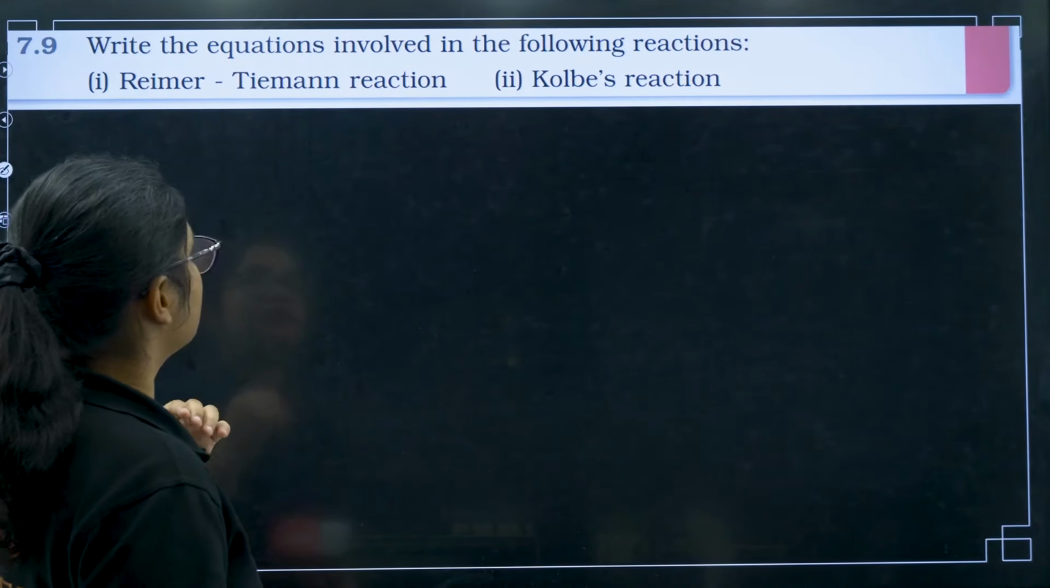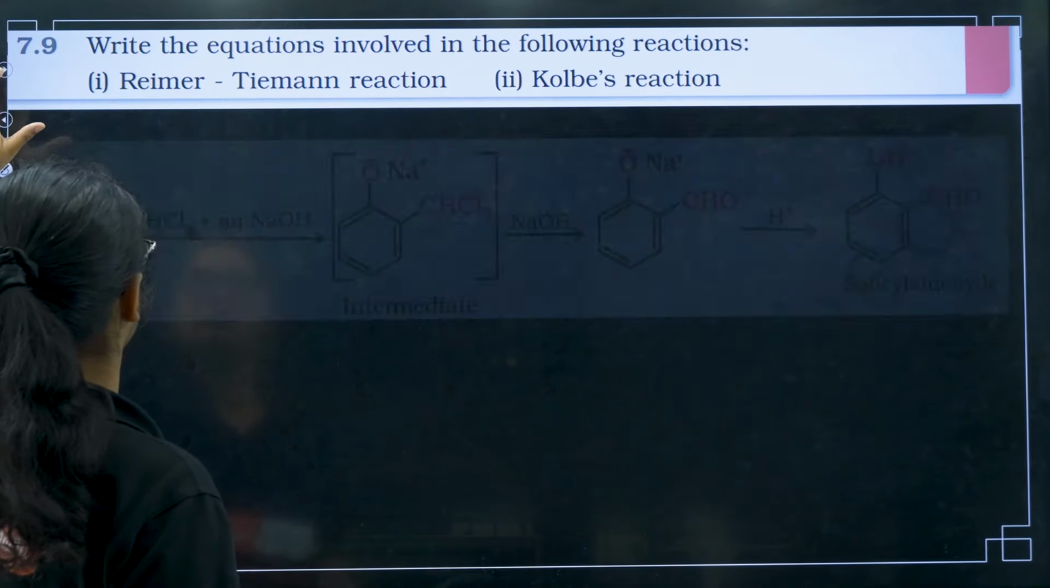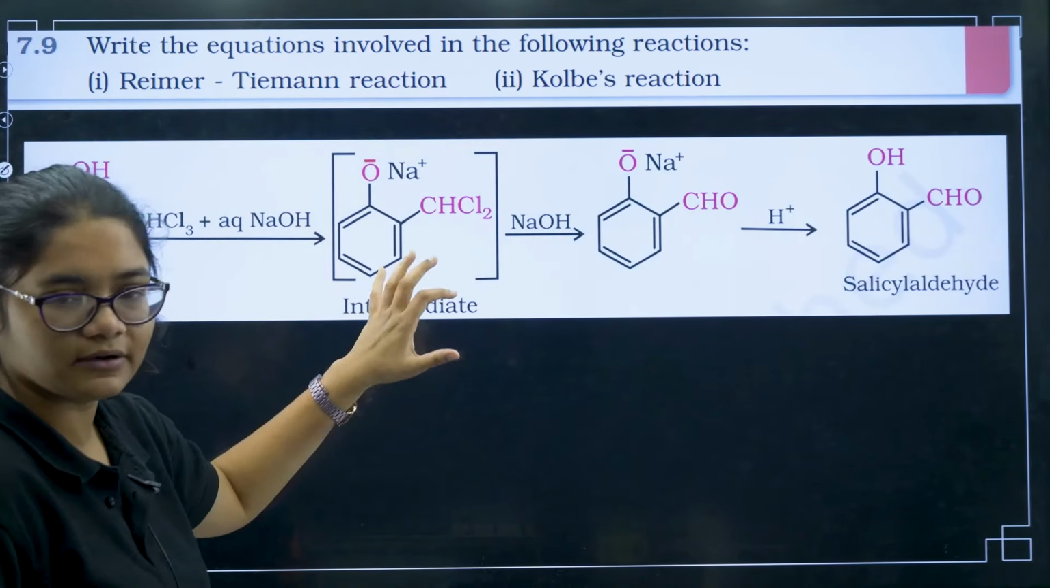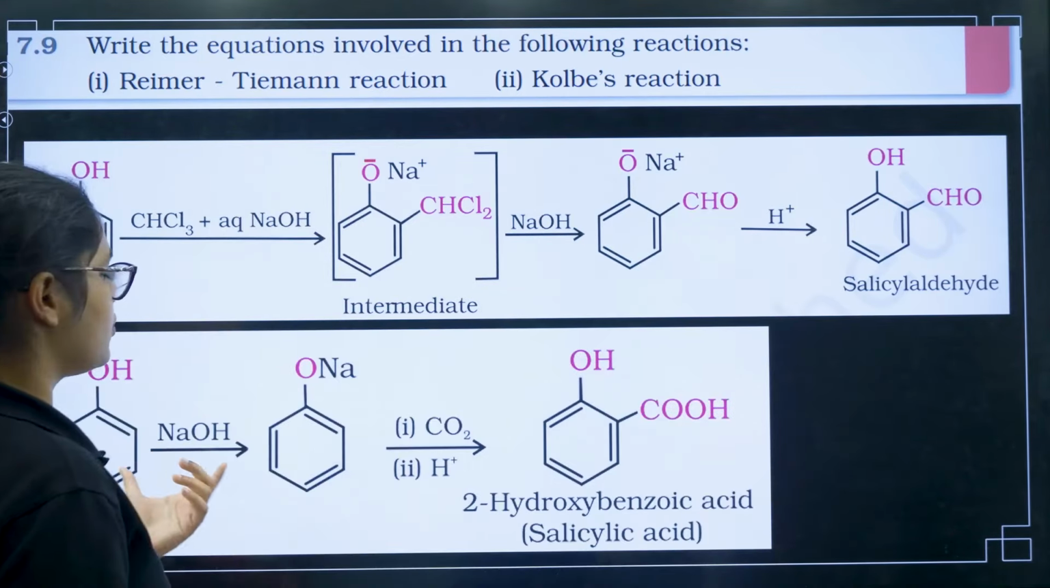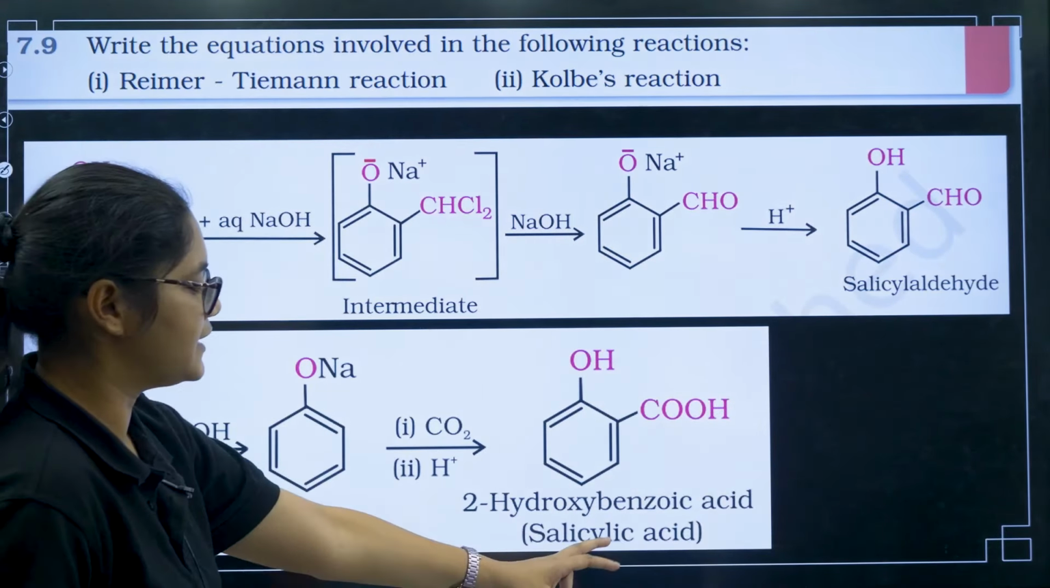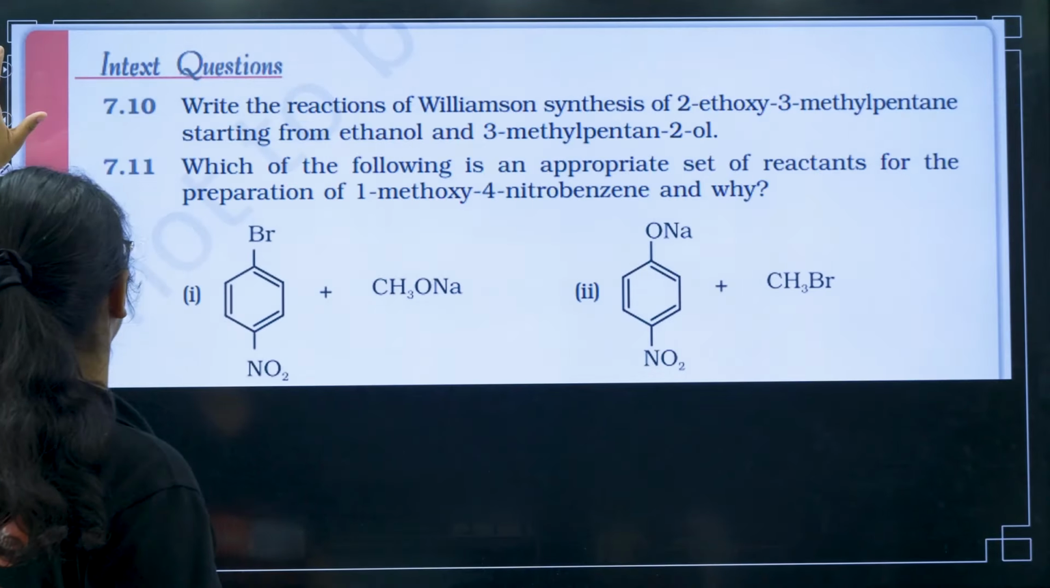Next, write the reactions involved in the Reimer-Tiemann reaction and Kolbe's reaction. We have already discussed. This is your Reimer-Tiemann reaction where we get salicylaldehyde, and this is your Kolbe's reaction where we get salicylic acid. Okay, these two name reactions are very important, so please remember them.